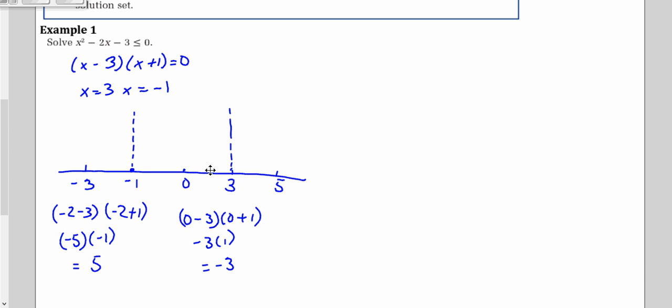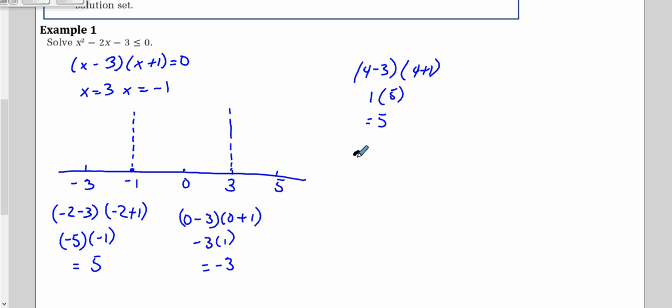Next we're going to test a point in between -1 and 3, and the easiest point there is to pick 0. I substitute 0 in for x and find that the expression then equals -3, and that is less than or equal to 0. So that's true for that part of the number line. The last step is to choose another point, and this time I'm going to choose 4 for x. I substitute that in, and I find out that it is equal to 5, which does not satisfy the inequality, so the values over here are not included.